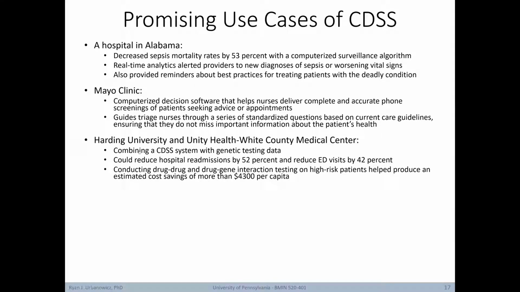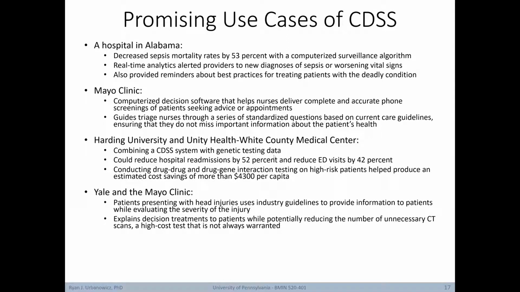At the Harding University, as well as Unity Health White County Medical Center, they combined a CDSS with genetic testing data and found that they could reduce hospital readmission by 52%, as well as reduce emergency department visits by 42%. This also included conducting drug-drug and drug-gene interaction testing on high-risk patients to help produce an estimated cost savings of more than $4,300 per capita.